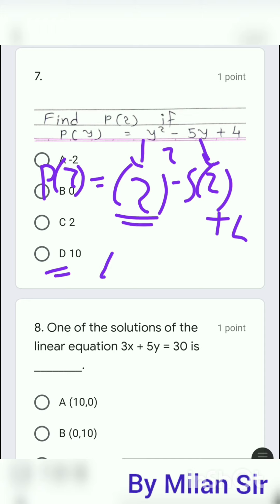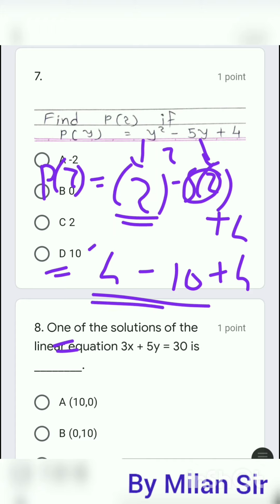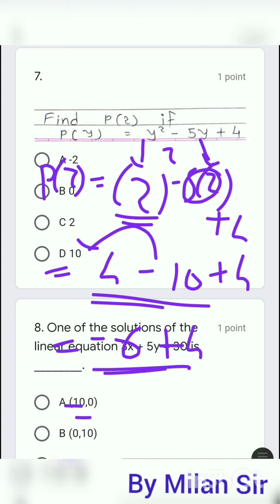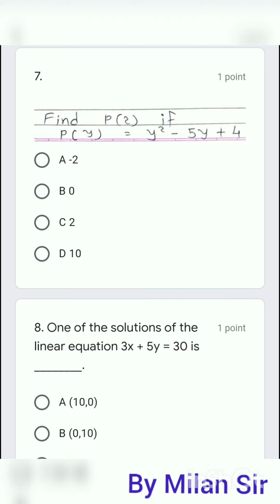Now 2 square is 4, 5 2s are 10, plus 4. 4 minus 10, so plus minus minus, 10 minus 4 is 6. The bigger number 10 has a negative sign, so negative 6 plus 4. Now minus 6 plus 4, plus minus minus, 6 minus 4 is 2. The bigger number 6 has a negative sign, so negative. So here our answer is minus 2. So p(2) is equal to minus 2, and our option A is the correct answer.